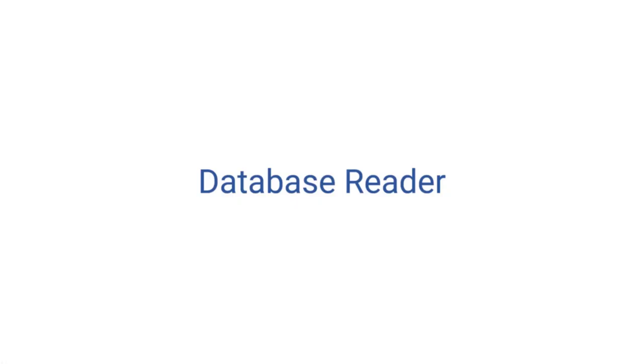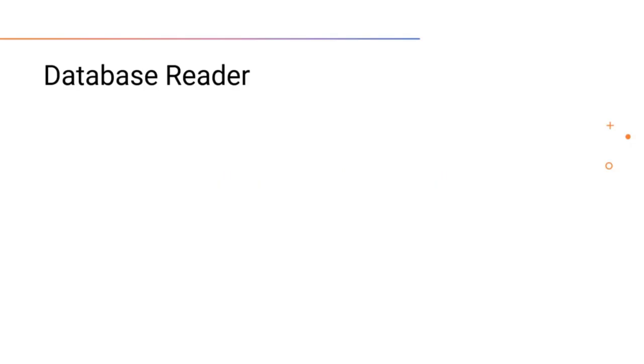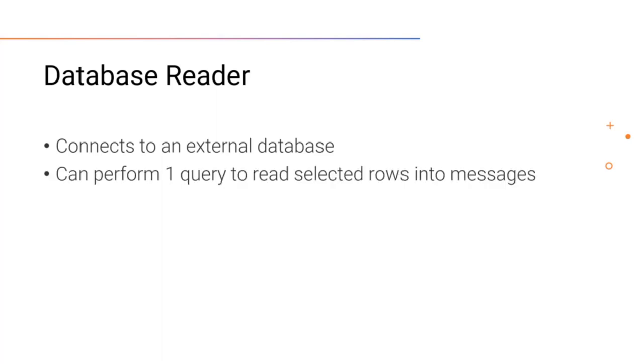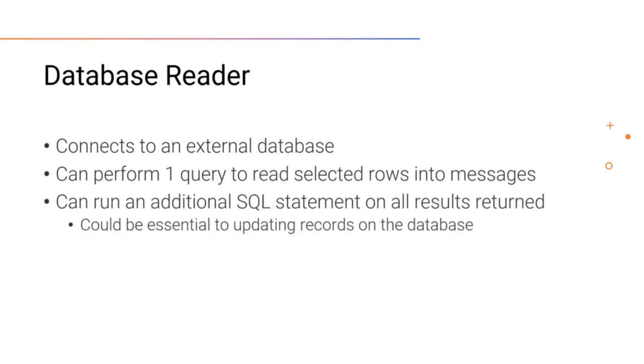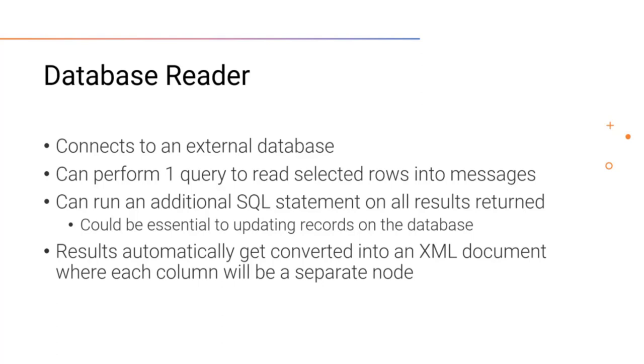The next connector we'll talk about is the database reader. With the database reader, we can connect to an external database and perform a query to get selected rows in a database and convert them to messages so our channel can process them. We can also run an additional SQL statement either after each row or all rows have been processed, and this could update our database table or run other statements. So when running the database reader, all results will be first converted into XML, where each column is a separate node.